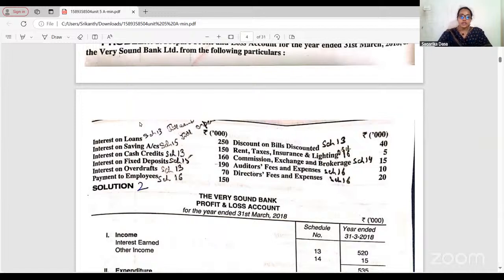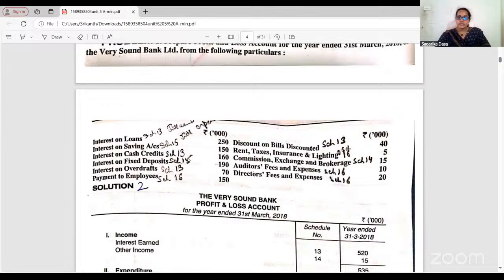Now, in the P&L account, schedule 13 and 14 are your income, 15 and 16 are your expenditure. So, accordingly, you have to be very careful about which schedule a transaction goes into. Interest on loan. This is the interest which the bank will receive. So, this is income, and schedule 13 we have to take. Interest on savings account is an expenditure. The bank has to pay the interest to the customers. So, it comes under schedule 15.